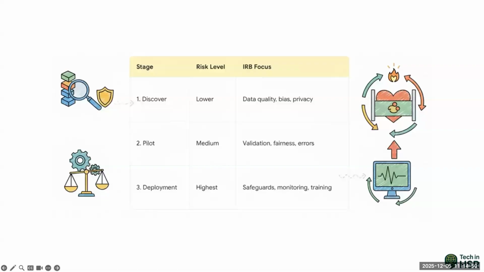So by using this framework in our tool, the tool helps IRB reviewers understand that AI risk is not static. It evolves. It is not linear. It is cyclical. So in stage one, the risk is lower and the IRB's focus is on the basics, right? Is the data good? Is it biased? Is it private? Was it obtained with the proper consent? Does it qualify for a waiver? But by stage three, when the AI is influencing real world people and their care or lives, then that risk is at its highest. So the focus has to shift to real world safeguards and continuous monitoring.